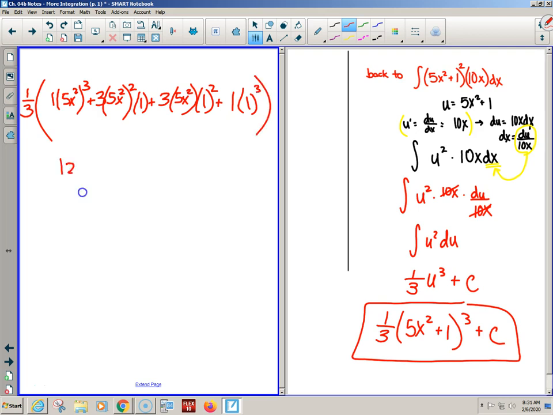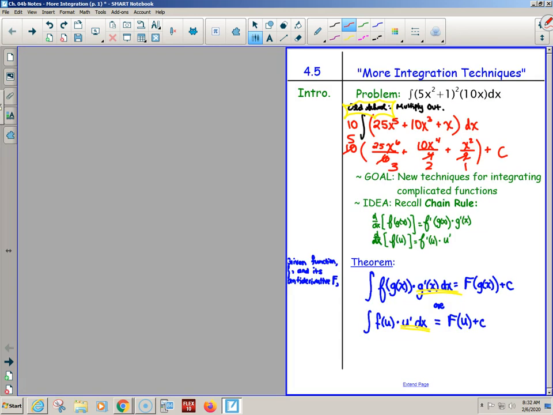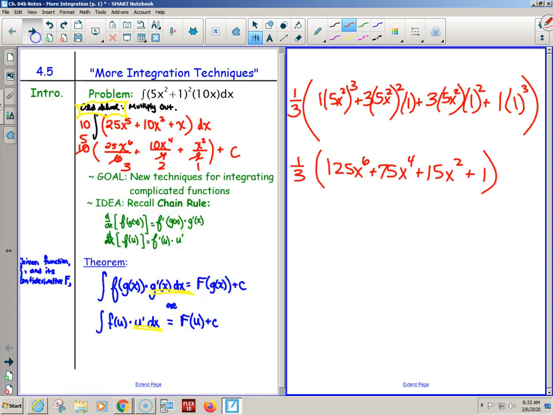So then we do get that 125x to the 6th, and we get that 25 and 3, 75x to the 4th, and then we get that 15x squared, and then we get that plus 1. Isn't it 1 times 3 again? Oh, no, never mind. I think that's right? Yeah. Wait a minute. How does that compare to the guy that we solved over here?